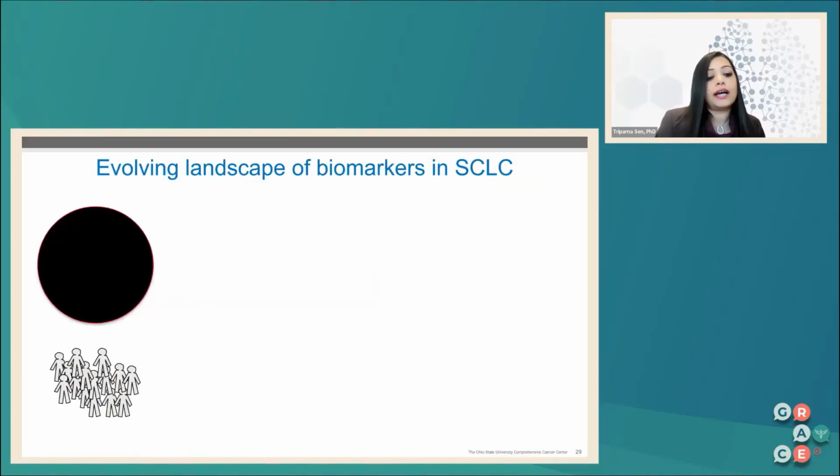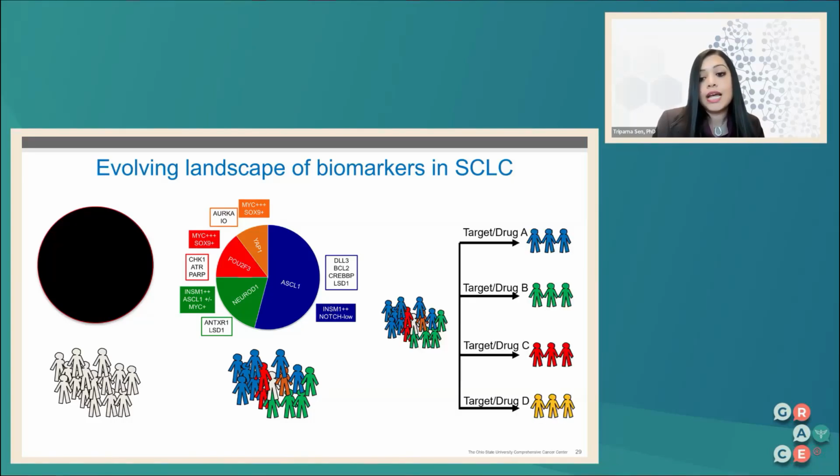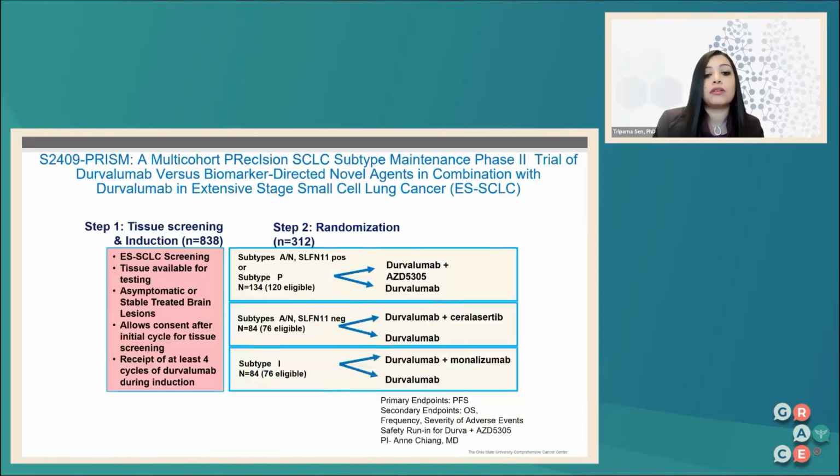And based on that, I think we are seeing a shift. We are seeing a shift not just in the treatment landscape, but we are also seeing a shift in doing biomarker-based studies in small cell lung cancer. So we have gone from a black box into dividing patients in small cell lung cancer based on subgroups. And now we are actually trying to do trials based on biomarkers in small cell lung cancer. And this is just one of the examples.